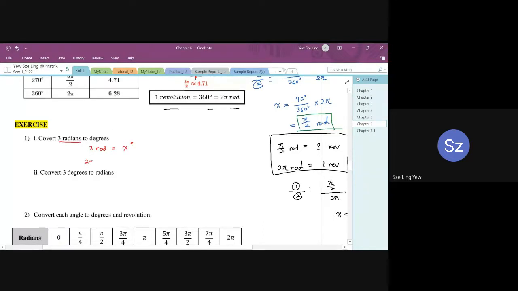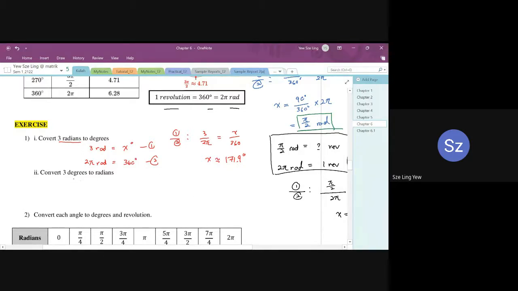And what I do know is 2 pi radian equals to 360 degree. So I'm going to call it equation 1 and equation 2. Let's use 1 divided by 2. So 3 over 2 pi is equal to x over 360. You rearrange the equations, and eventually you are going to get x approximately equal to 171.9 degree. So this is how you do unit conversions.